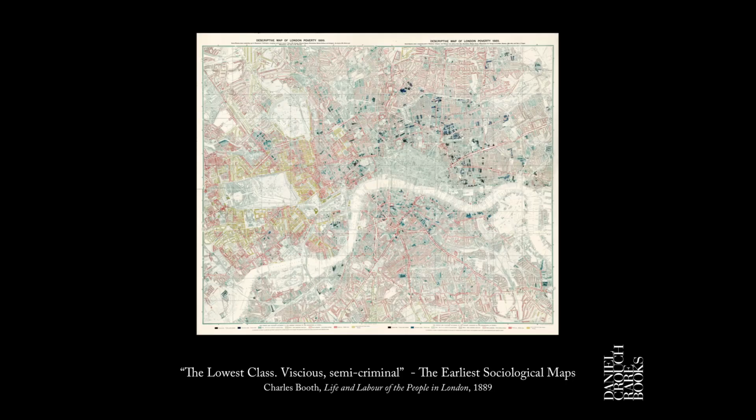And so people start to use statistical data based on cartography to prove a point more and more. And a very famous example of that is one of my favorite maps ever made. And this is Charles Booth's map of, it's the first sociological map, and it's the map of poverty in London. Now, there's a lot to say about this.